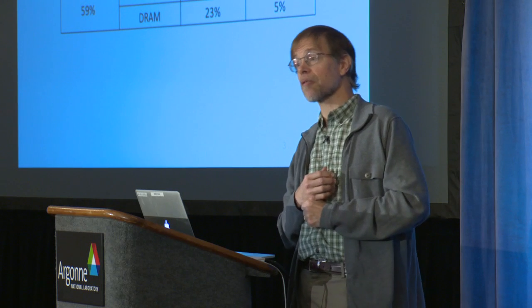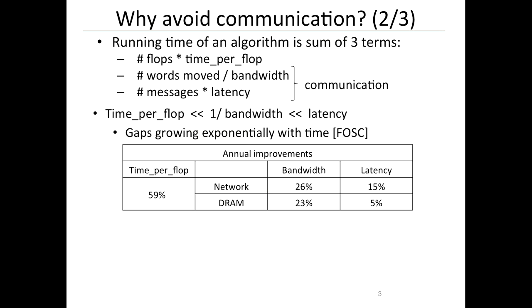And in fact, those three hardware quantities are growing apart exponentially. Now, this is somewhat old data from an old NRC report that I was on. It says they're all getting better by these percentages. That's good. But back when Moore's Law was still in its heyday, the time per flop was getting better at 59% a year, and everything else was getting better much, much more slowly.